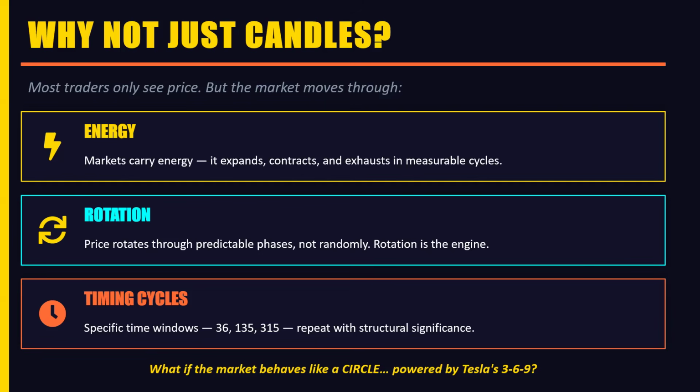So at 315 cycle, 350, you see all the numbers, 36, 135 and 315. Add them together, they are number 9, 369. And when you layer this with AMD logic, accumulation, manipulation, distribution, the entire intraday story becomes readable.